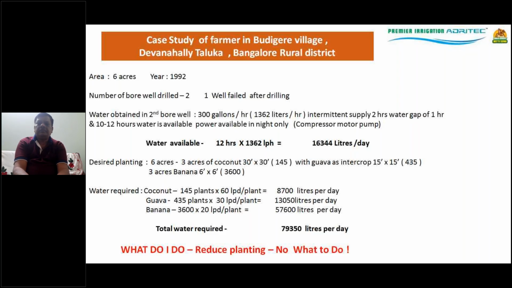When you do the math, for example, assuming that the lowest water requirement, a coconut tree requires around 60 liters, a guava plant requires around 30 liters, and a banana plant requires around 15 to 20 liters. If you look at the whole calculation, the total water required works out to 79,350 liters per day. Even if I pump 12 hours, I'm going to get only 16,345 liters. So what do we do, or what did the farmer do?